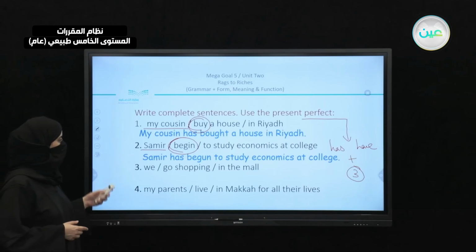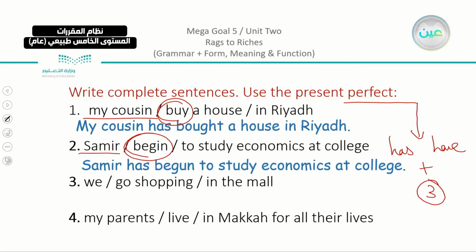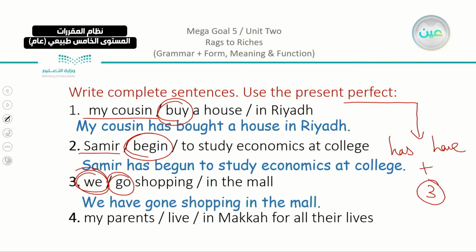Then we have number 3, we go shopping in the mall. We here is plural this time. And we have here go, we want the past participle. We have here go, went, gone. So our sentence is going to be, we have gone shopping in the mall.